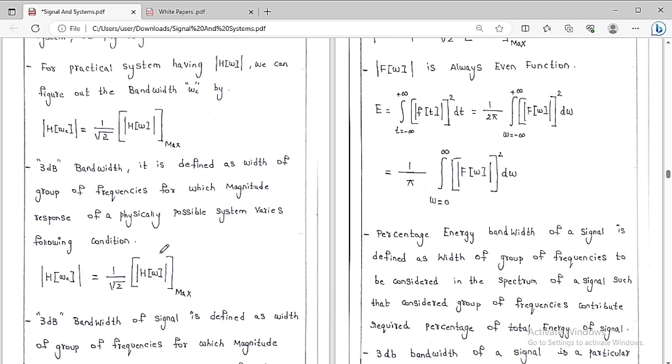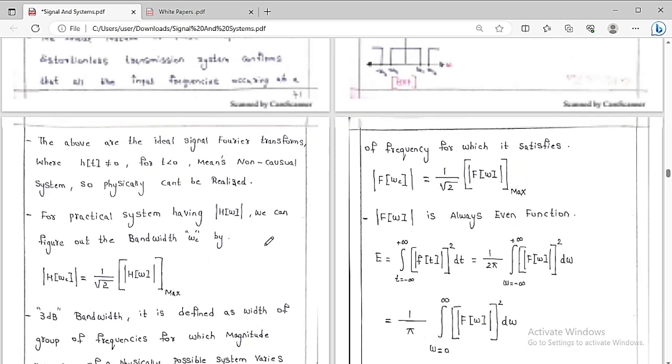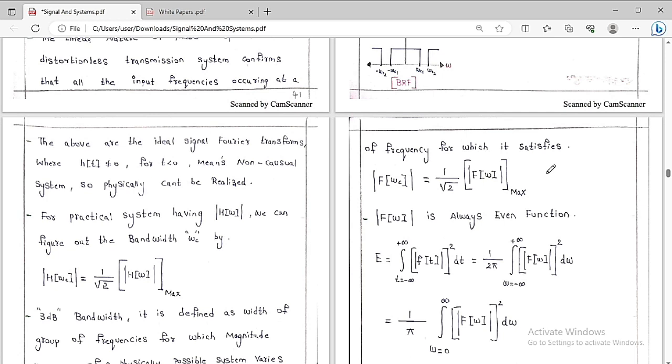If you want to find the bandwidth for the system, you have to use this one. For a signal, if you want to find the 3 dB bandwidth, you have to use this one: F of omega c is equal to 1 by root 2 times the magnitude of F of omega maximum. So this is very simple. System is H of omega, signal is F of omega. That's it. This is a very important thing. You can define the bandwidth for a system as well as for a signal.